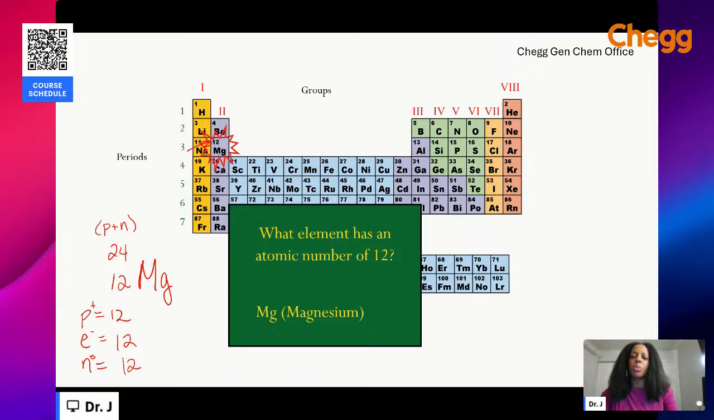And so if, for instance, we ended up having something that had 12 protons, 12 electrons, but now we're saying we had, let's say, 13 neutrons. Well, now it's still magnesium in this case because the protons don't change. That's how we identify the element. But now the mass number would vary because we have a different number of neutrons. We would have our protons plus our neutrons, which would give us a mass number of 25. Okay. And so hopefully that helps.